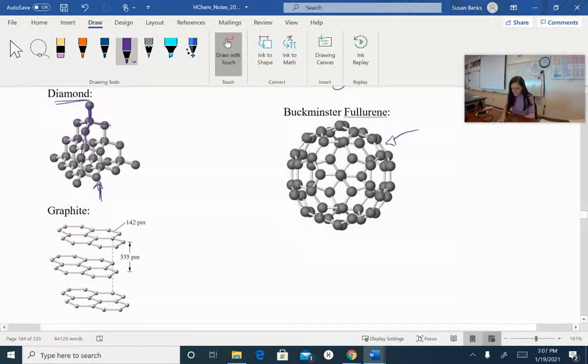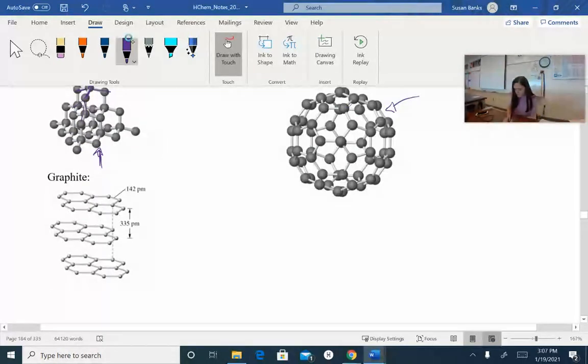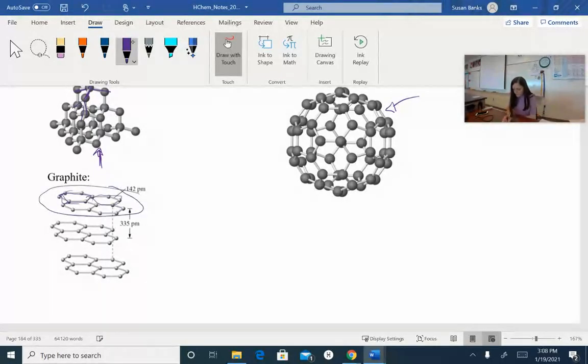And then we'll have graphite. Graphite also is carbon that is bound in these hexagon rings. But notice it's in sheets. So we'll have a sheet and we'll have another sheet and another sheet. So in between these sheets, the only thing that is holding these sheets together are the London dispersion forces between those layers of the graphite.